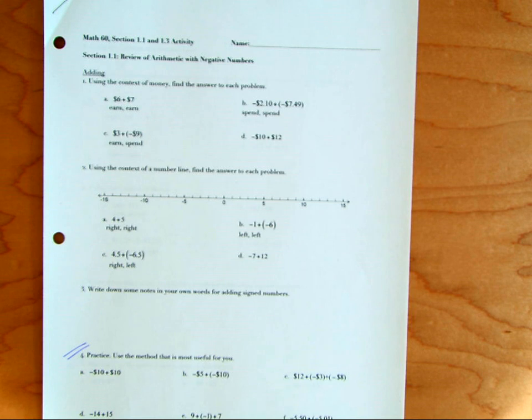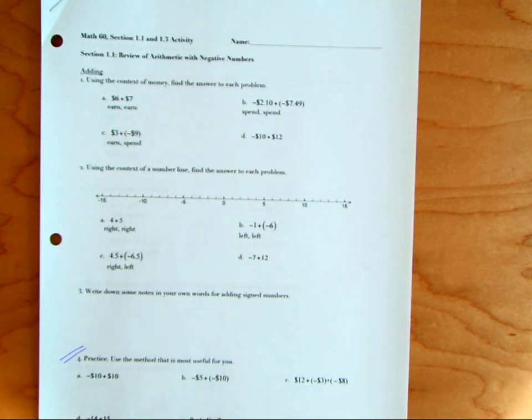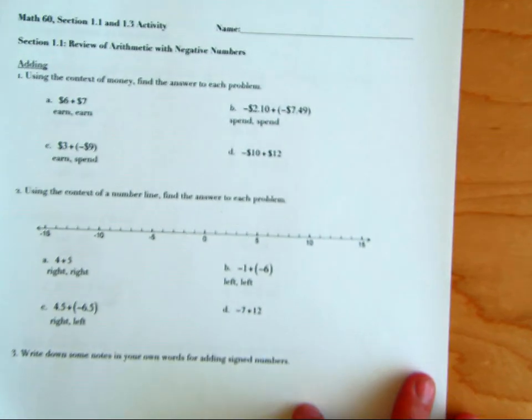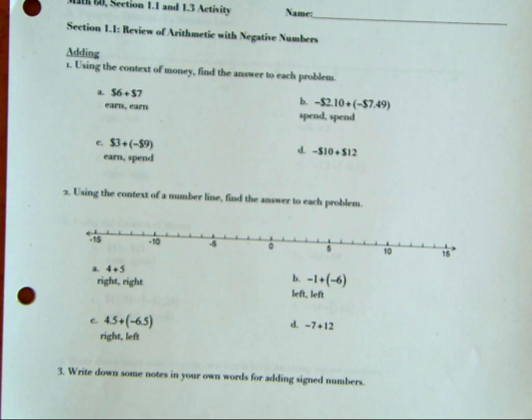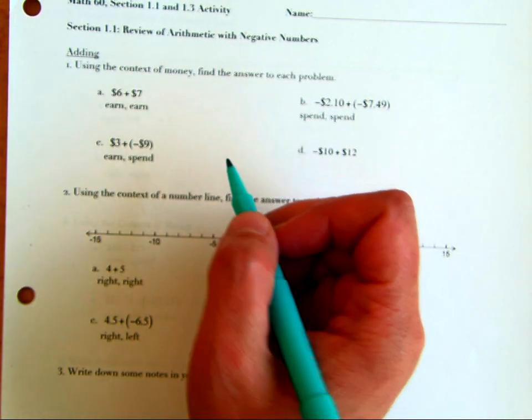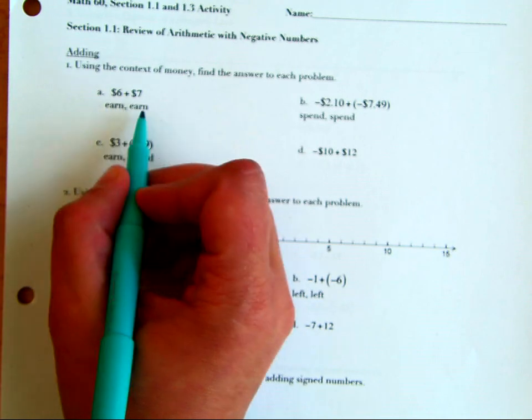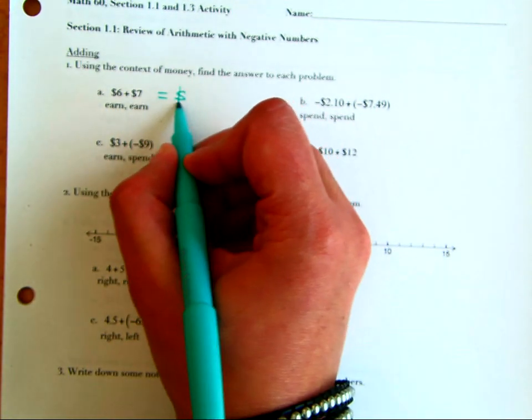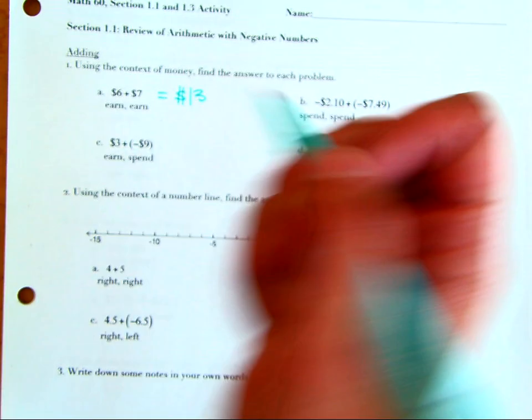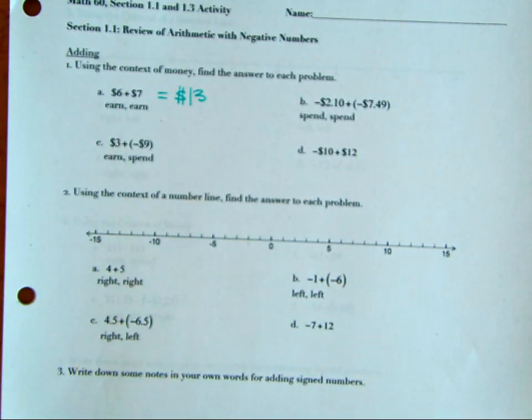Let's start by talking about negative numbers. So, I'm going to review some rules about adding negative numbers, using the context of money. Find the answer to the following problems. You earn $6, you earn $7 more. How much money do you have now? Oh, yes, 13. You have 13 positive dollars.